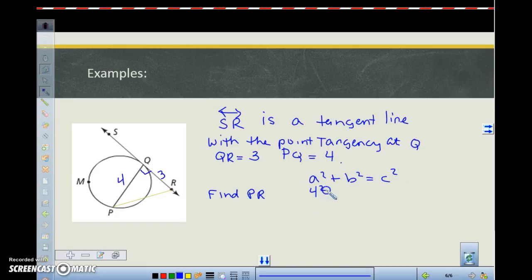So we're going to have 4 squared plus 3 squared equals c squared. I'm letting this be c because it's the hypotenuse across from the 90. Take the square root of both sides, so c would be 5. So PR would be 5 units long.